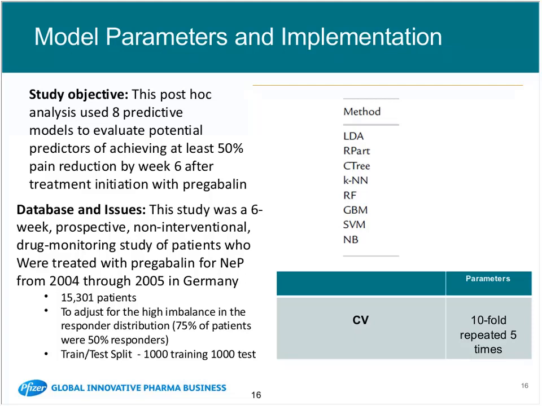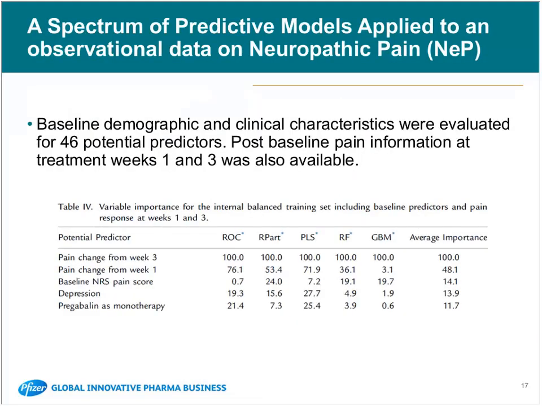And then each method has their own tuning parameters, so I'm not going to go through that. One of the interesting things is what some of these baseline characteristics and clinical characteristics are that we have. We noticed that we can actually put something post-baseline into our model. We decided that we're going to use the treatment at week 1 and week 3, and then just see if that's going to actually make an improvement on the data.